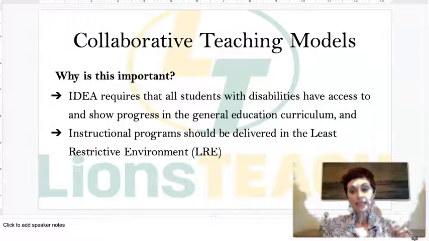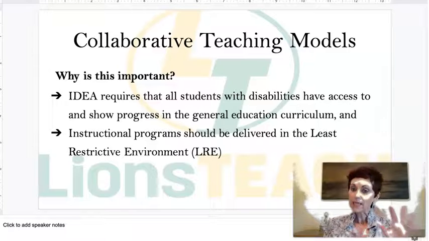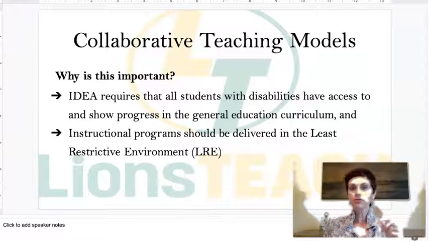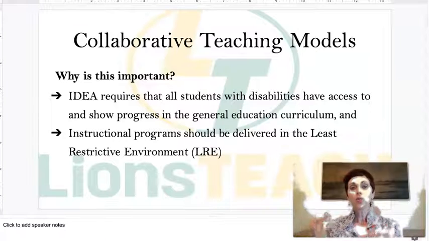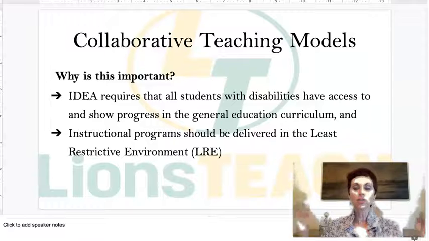But my point is, it's not always about kids with disabilities. Our classrooms are growing more diverse by the day, which is a great thing. Kids are coming to us with all kinds of needs. Some are identified, some are not. So we still need to meet the needs of all those kids, and we're going to do that best when we've got two professionals in the room.